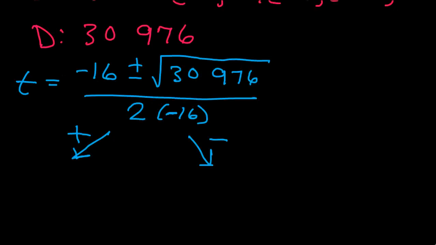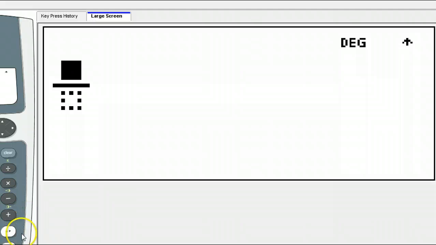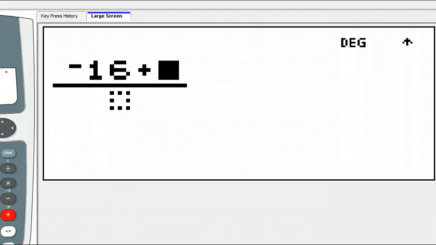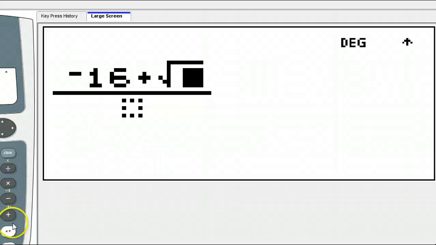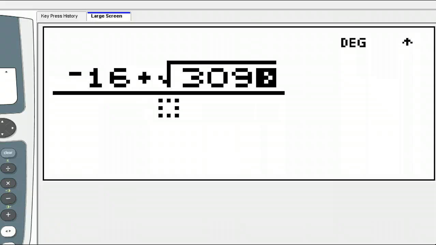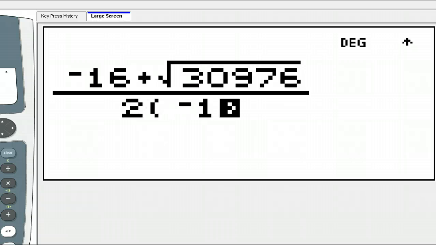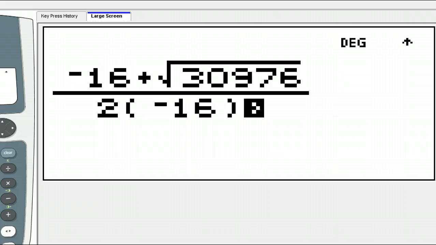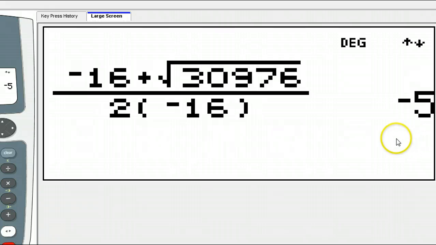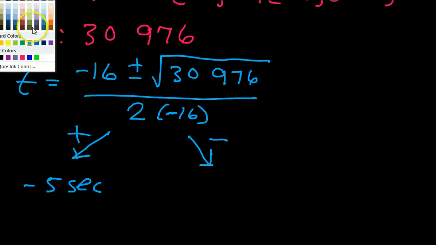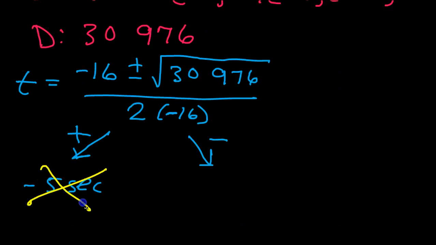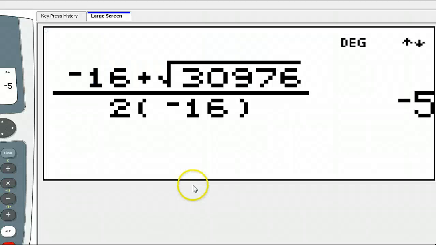Start in fraction mode. So negative 16 plus square root 30,976 over 2a. Alright, you could just put negative 32. Okay, so that's negative 5. Okay, negative 5 seconds. Alright, that is extraneous. You can't have negative time. Alright, can't go back in time. So throw that out and it'll be the other one.